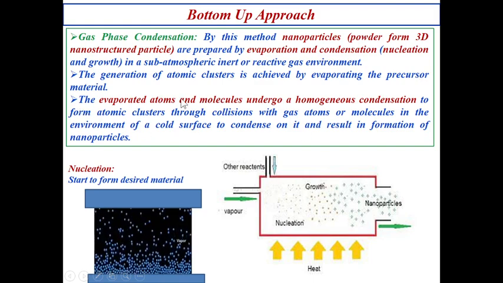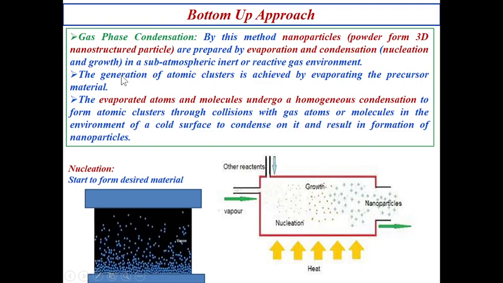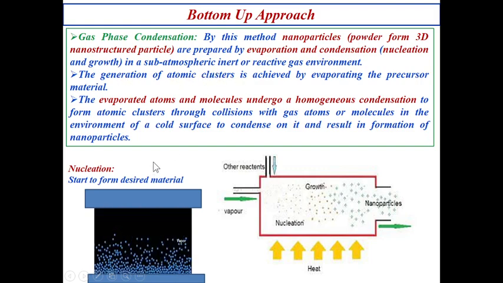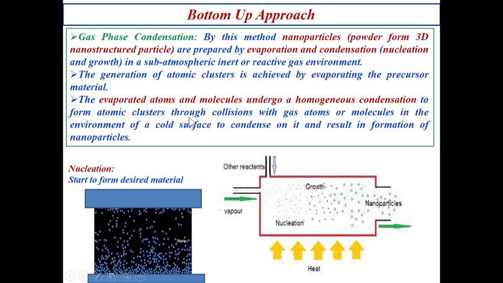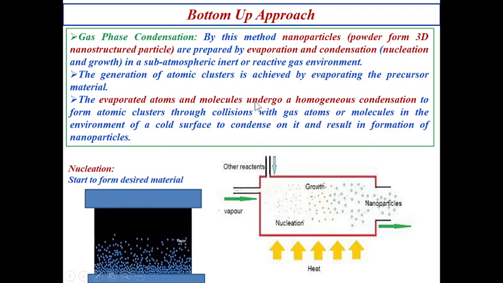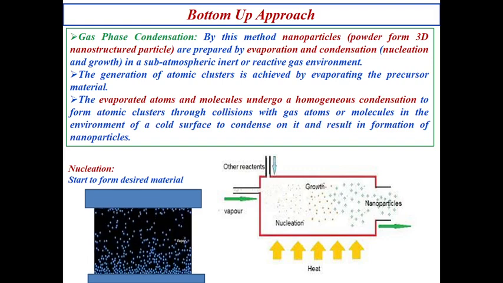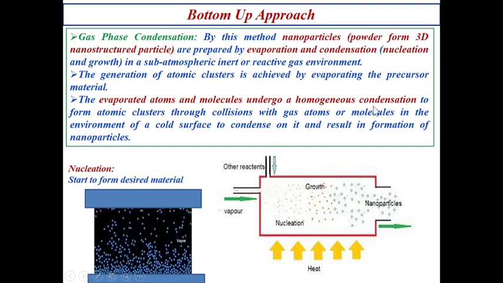The evaporated atoms and molecules undergo a homogeneous condensation. So after creating the atomic clusters, the nucleation is going to be formed. Nucleation is going to start when the condensation process happens. That means the evaporated atoms and molecules undergo a homogeneous condensation.